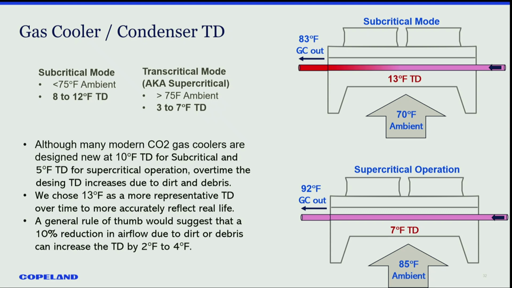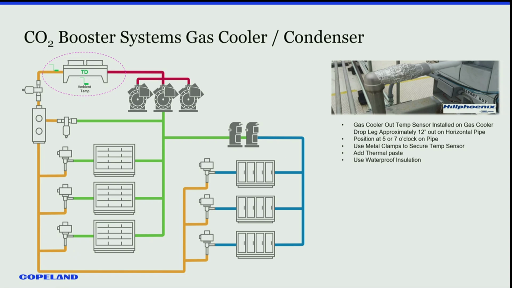And the reason that we use 13 degrees is that even though that gas cooler, brand spanking new, might have been designed with a 10 degree TD, there's about a 10% reduction in airflow due to dirt and debris. That can increase your TD by 2 to 4 degrees. So when we did our study, we did it around a 13 degree TD for subcritical. And for supercritical operation, we use a 7 degree TD. But that's really what it is. So that gas cooler condenser is trying to maintain that set TD based on whatever ambient it happens to be outside, especially in subcritical mode.